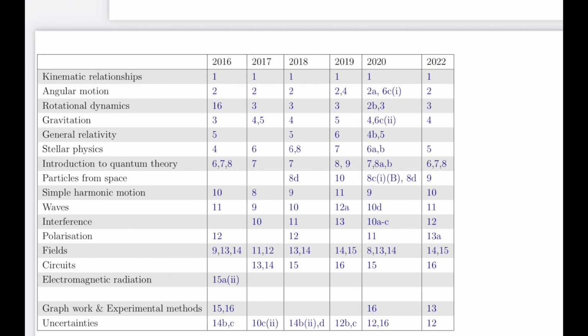In the next one, we're going to look at general relativity. That will probably include things like escape velocity and Schwarzschild radius, black holes, space-time diagrams, and Einstein's happiest thought, the equivalence principle.